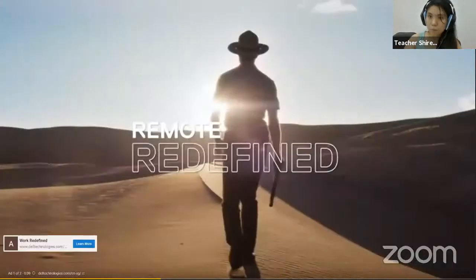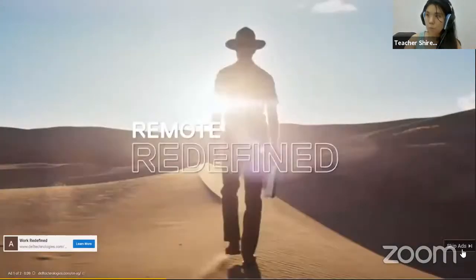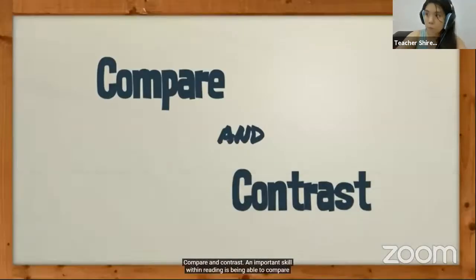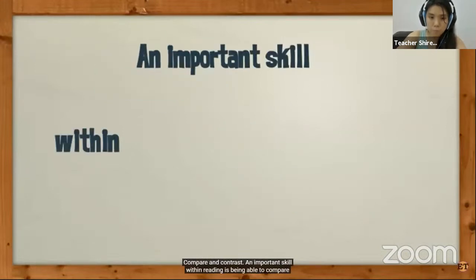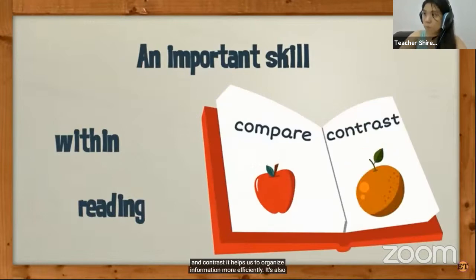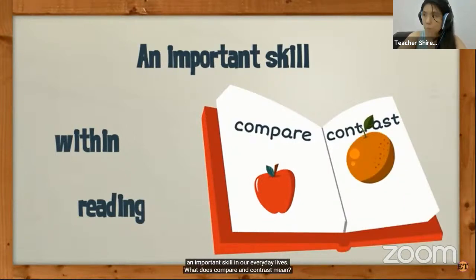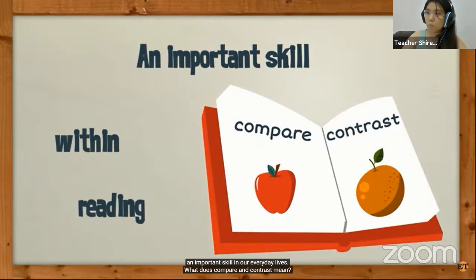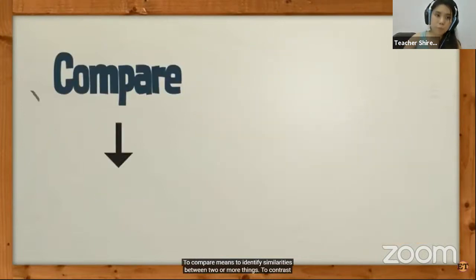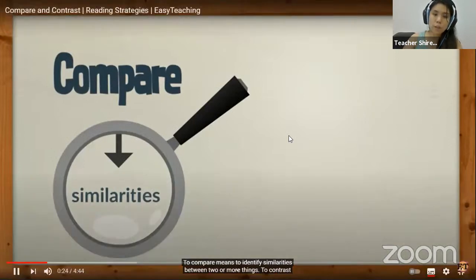Adapt with on-demand solutions from device to cloud. Compare and contrast. An important skill within reading is being able to compare and contrast. It helps us to organize information more efficiently. It's also an important skill in our everyday lives. What does compare and contrast mean? To compare means to identify similarities between two or more.